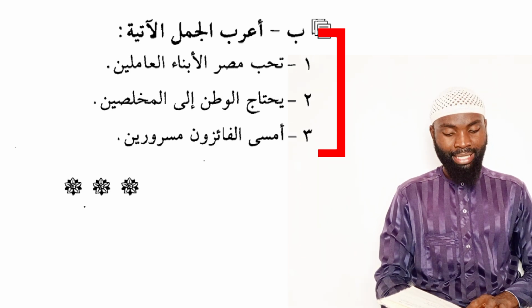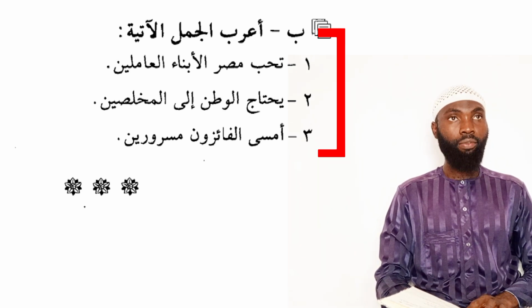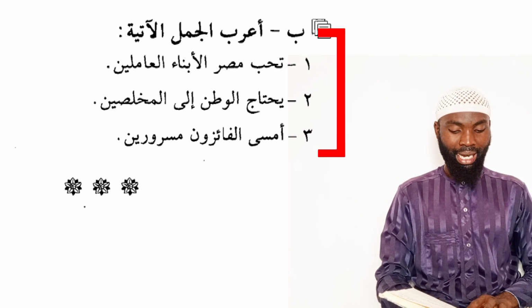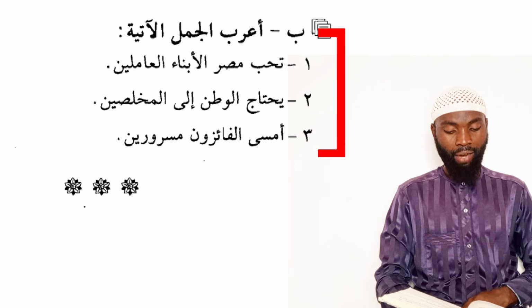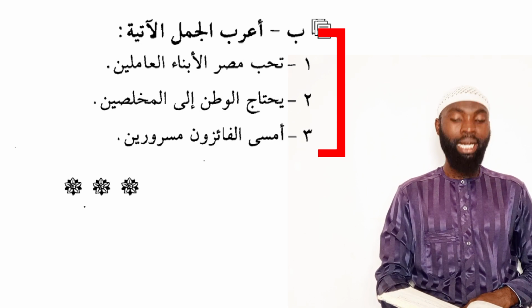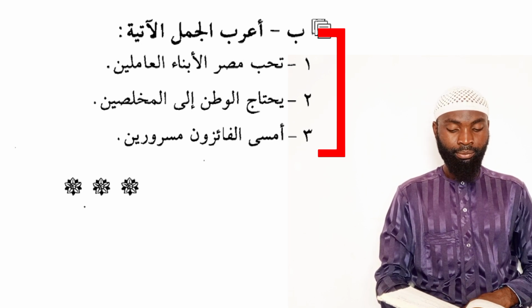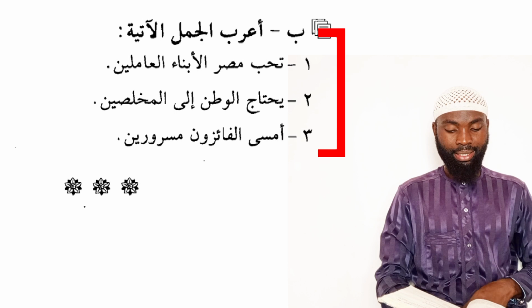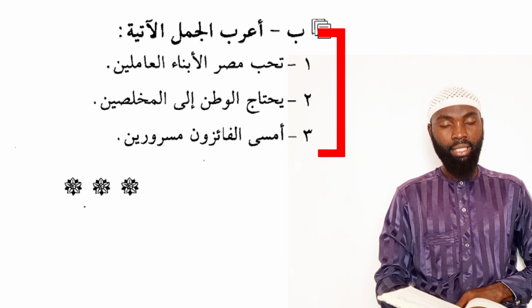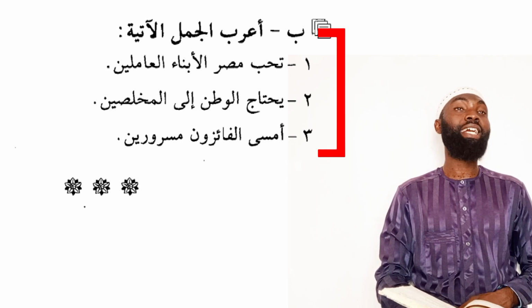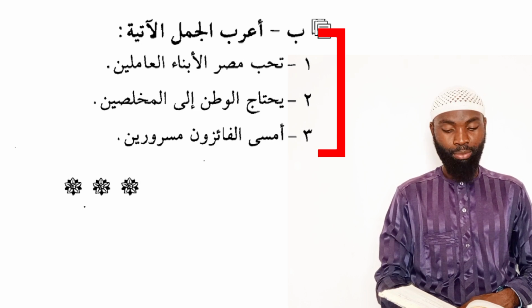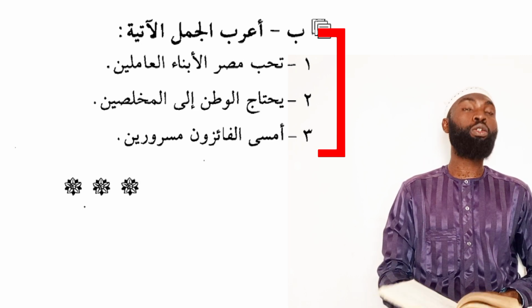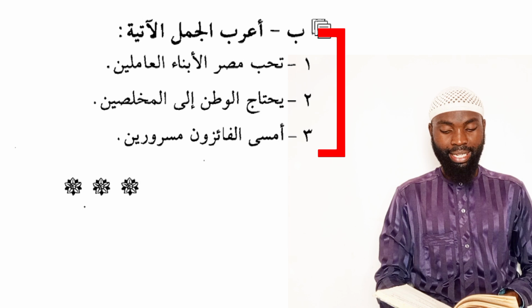Then number 2, Amsa is فعل ماضي مبني على الفتحة المقدرة على الألف. Then الفائزون, we have فاعل مرفوع وعلامة رفعه الضمة لأنه جمع ذكر السالم. Then مسرورين. Okay, al-faizuna here is coming as ismu amsa marfu'un bilwa, then masrurina is khabaru amsa mansub bilya.